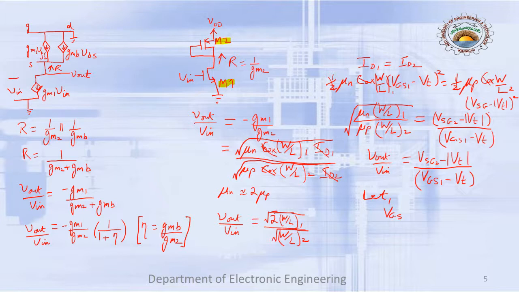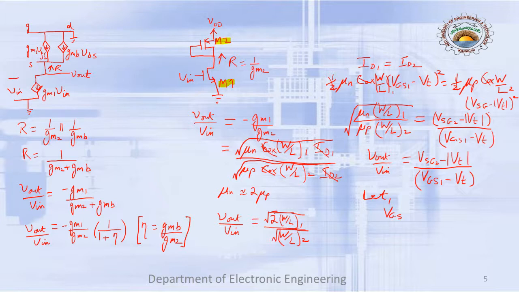Therefore, we can say that Vout upon Vin is equal to (VSG2 minus VT) divided by (VGS1 minus VT).